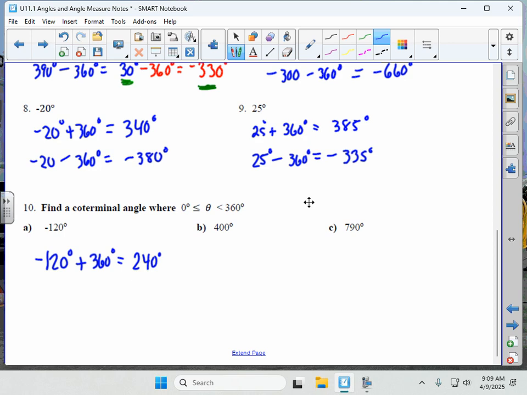All right, B, 400 degrees. Well, 400 degrees is not between 0 and 360. It's too big, so to make it smaller, we're going to subtract 360. All right, so that would be 40 degrees.